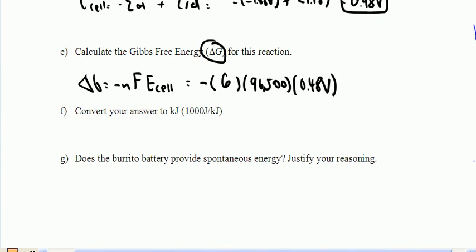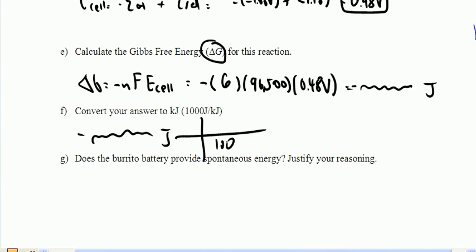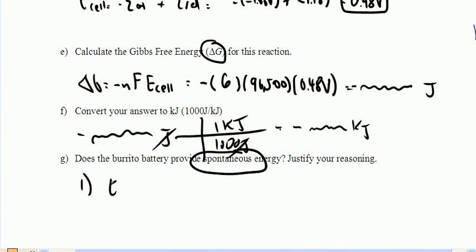Alright, now I'm going to let you guys do the calculations again for this. You're going to get some big number here. It's going to be in joules, but the big deal is that it's negative, and then you're going to take your negative big number and you're going to say that there are 1,000 joules in every 1 kilojoule, and you're going to get some smaller big number. And basically, it is spontaneous for reason 1, E is greater than 0, and reason 2, delta G is less than 0. Alright guys, makes good battery.